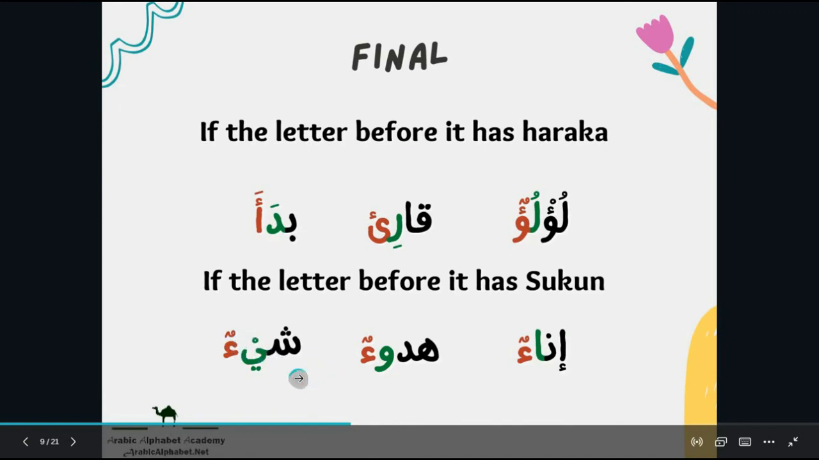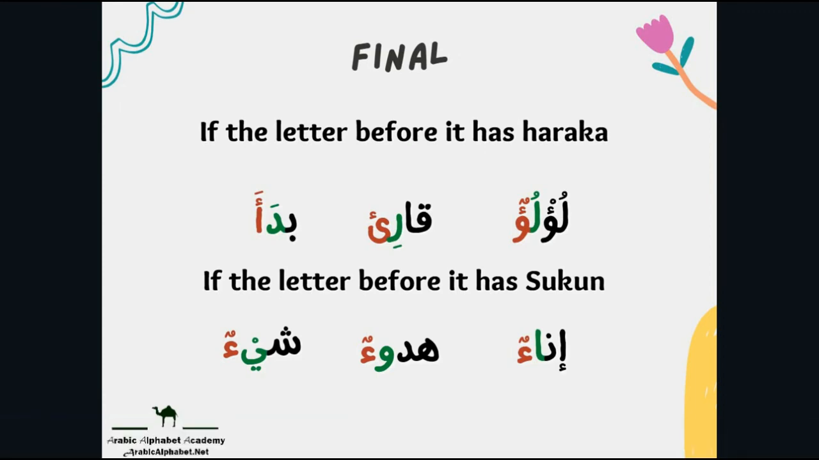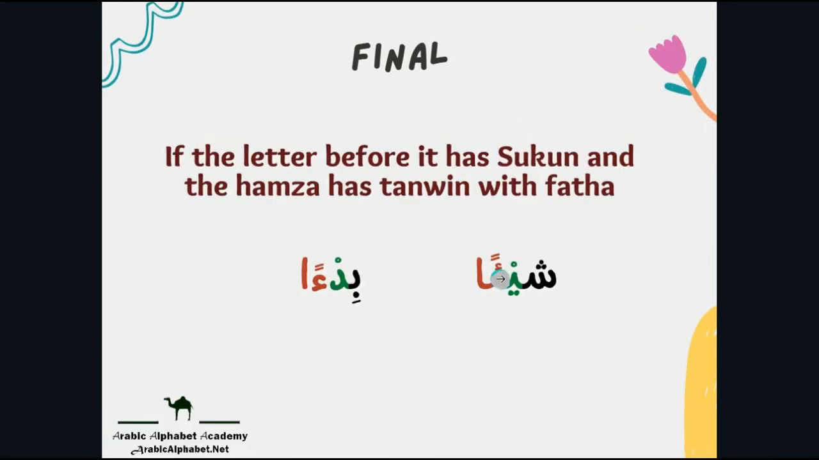Now, what about the case if the Hamza has tanween with fatha? It means, for example, shay'an, and not shay'un. We know a rule that when we have tanween with fatha, we add alif at the end. So how do we write it? We put the Hamza on nabra. Why? So that the Hamza connects the Alif and the Ya, like the example of shay'an and shay'un, which means a thing.